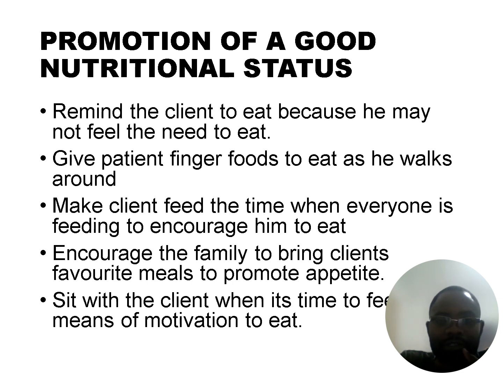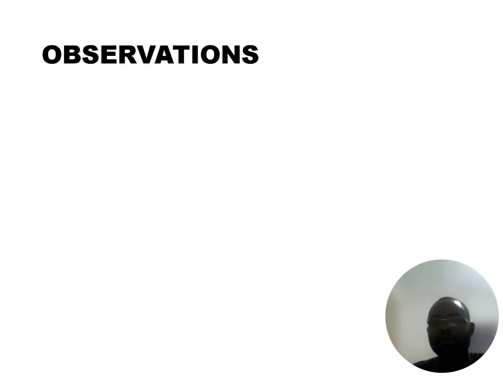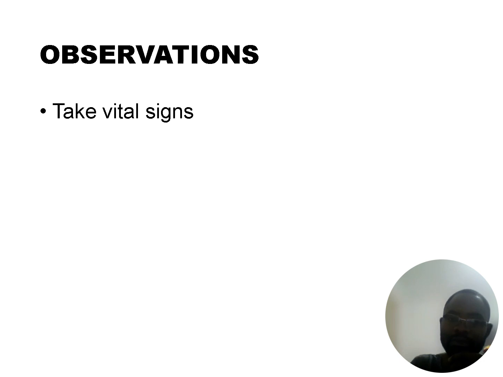Let's talk about observations now. Observations. We need to take vital signs. This will act as baseline data, and it will help us to rule out any deviations from normal or any abnormalities. They are called vital signs because they show us signs of life. If there is any wrong data you collect under vital signs, then you know that the client needs help in another area. So vital signs are very important to take as well.